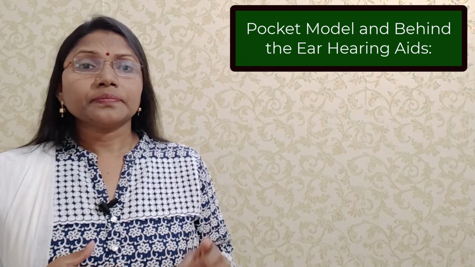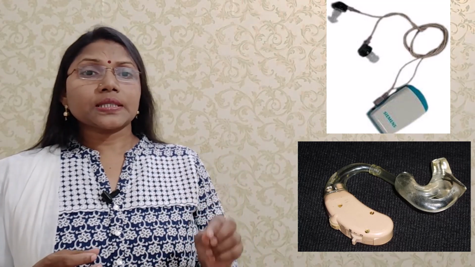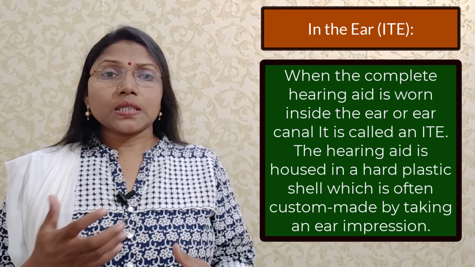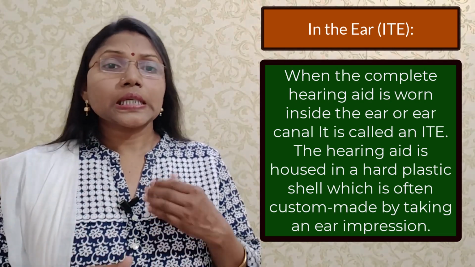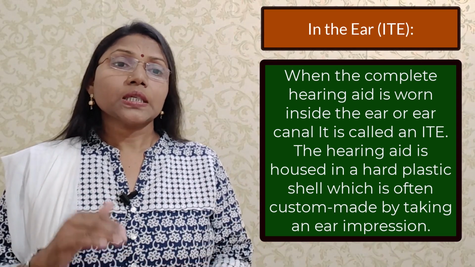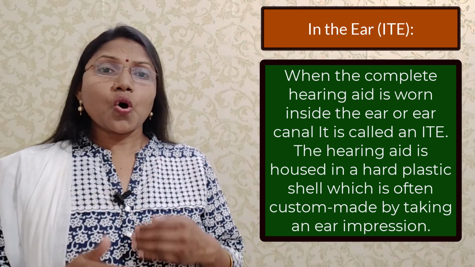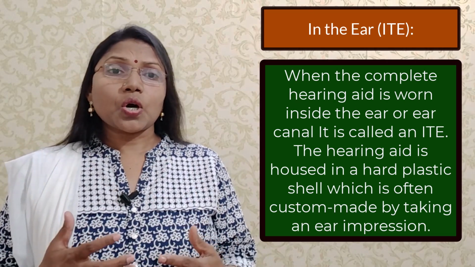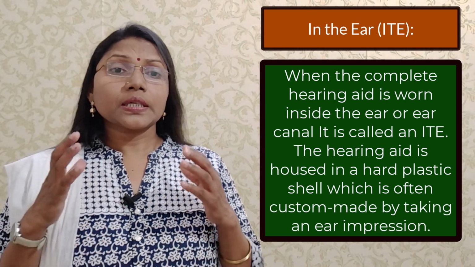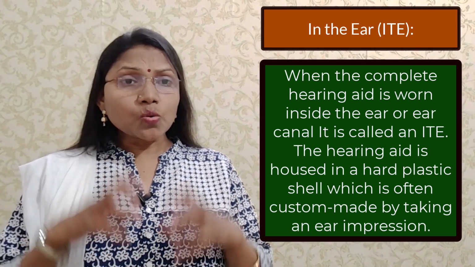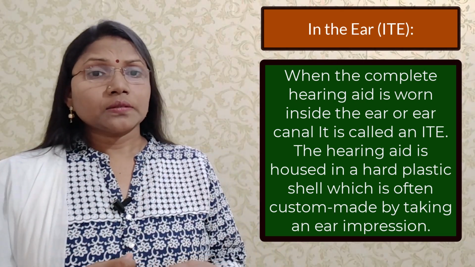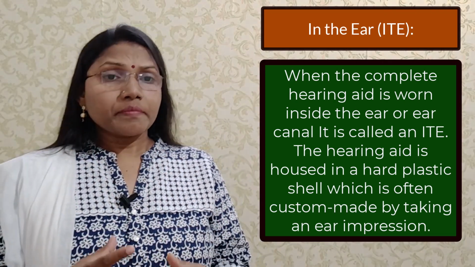Please see the picture. The first one is the pocket model or the body level hearing aid, and the second one is the behind the ear hearing aid. Now let's see in the ear hearing aid. When the complete hearing aid is worn inside the ear or ear canal, it is called an in-the-ear hearing aid. The hearing aid is housed in a hard plastic shell, which is often custom made by taking an ear impression.